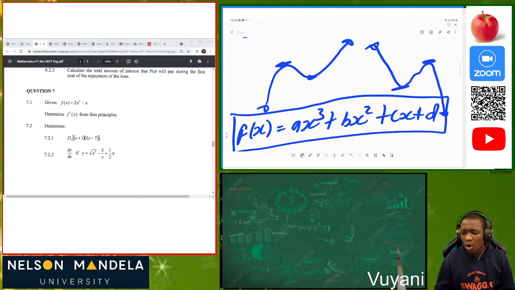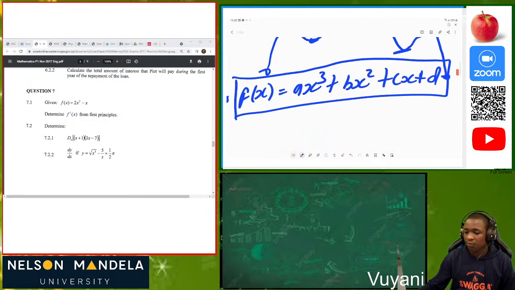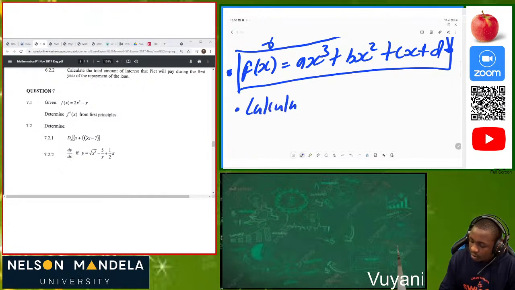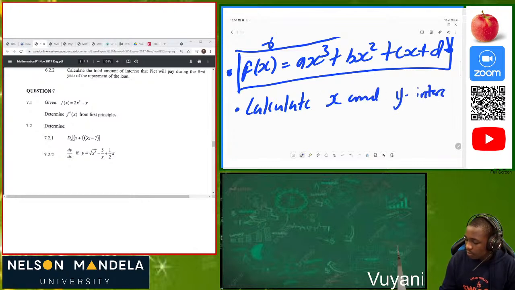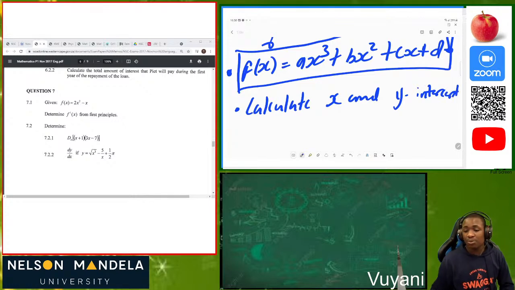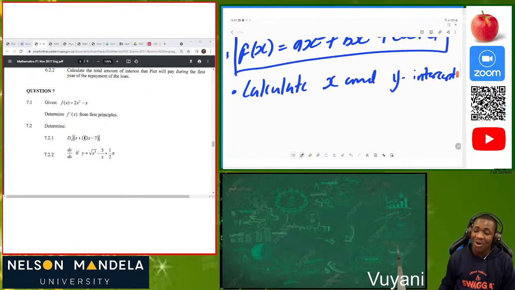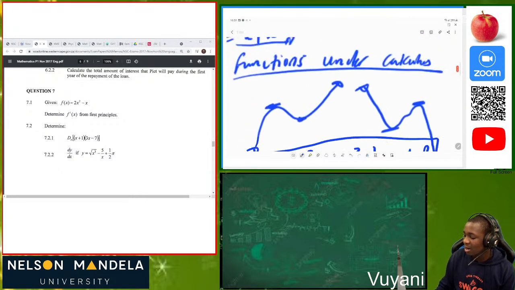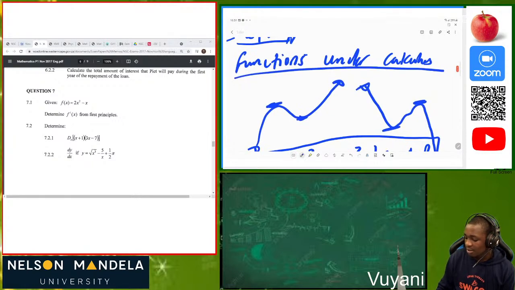So as we all know, in order for you to plot this function, the first thing we must do is calculate the x and y intercept. As always, we know that for the x intercept, we let y be equal to 0, and for the y intercept, we let x be equivalent to 0. Then the other thing is now we must calculate the turning points.